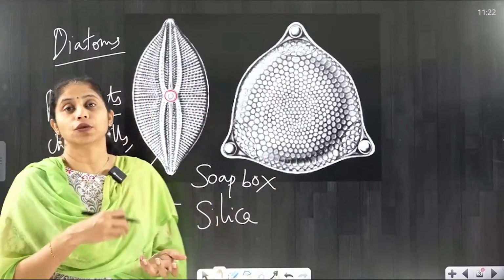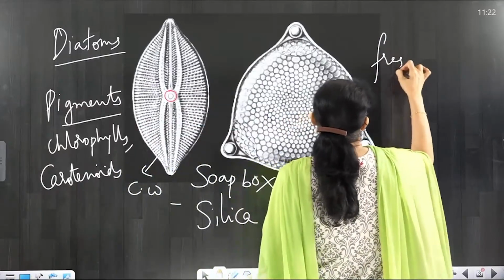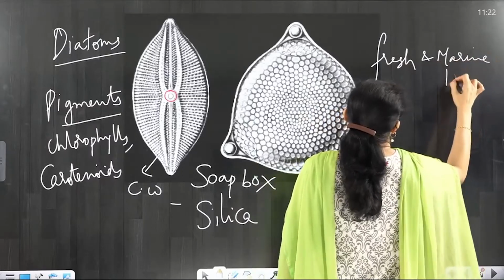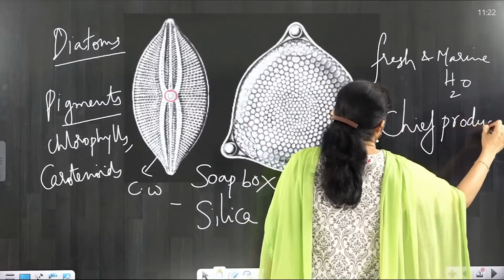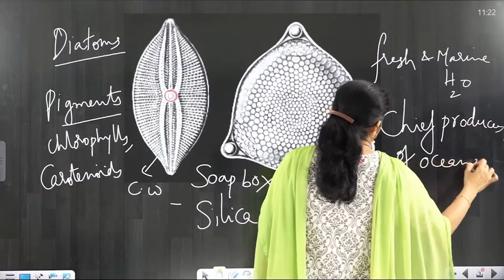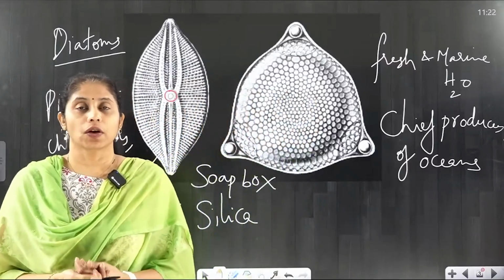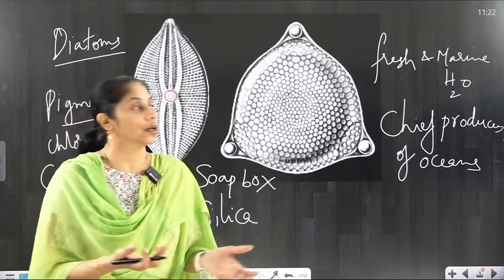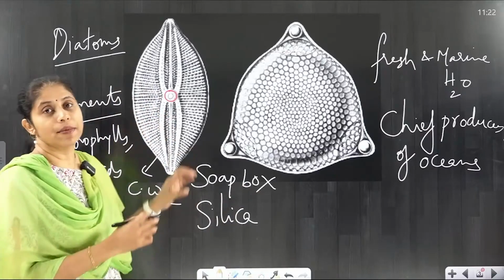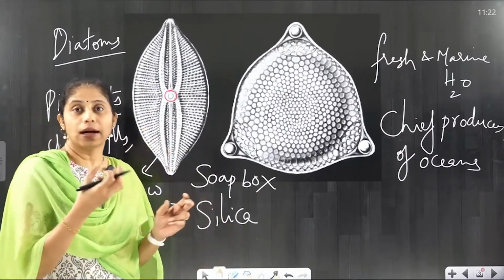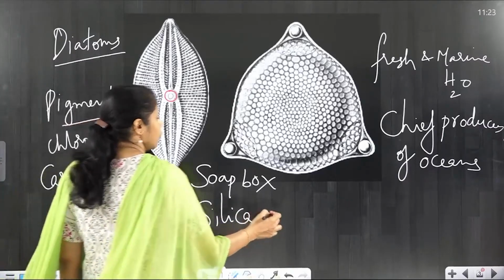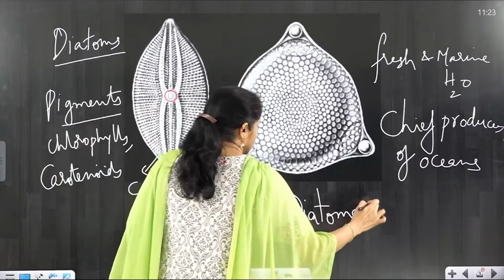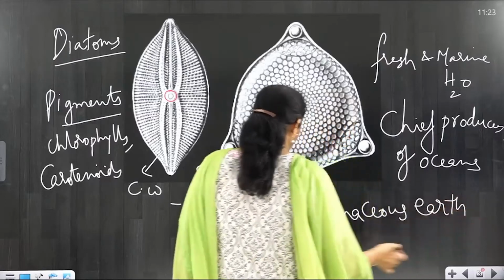And they'll have different kinds of reserve food materials. These diatoms are present in both fresh water as well as marine water. They are called chief producers in the oceans, because the maximum amount of photosynthesis, the maximum food preparation for the earth, is done by the diatoms. And once the diatom is dead, after the death, these silica containing cell walls will sink to the bottom of the water bodies. There they'll form the diatomaceous earth, which is also called kieselguhr.